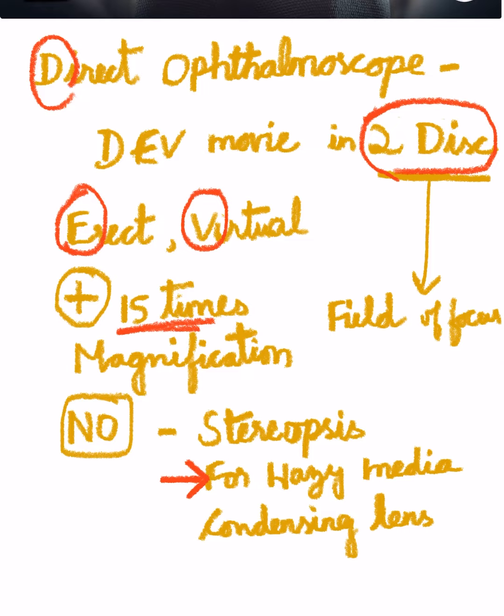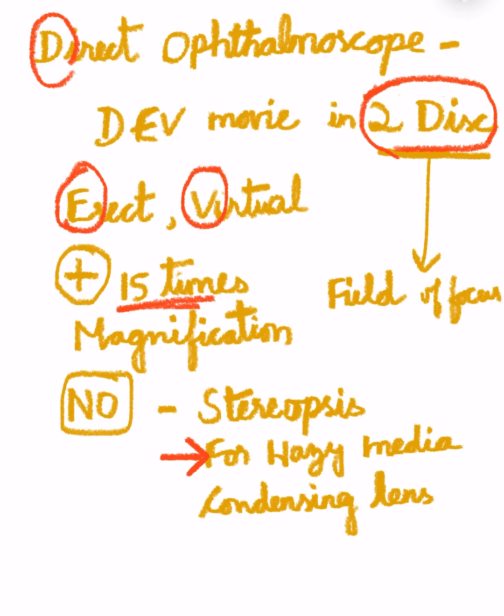And the direct ophthalmoscope is placed as close to the patient, so it does not require any condensing lens. And stereopsis cannot be seen in case of direct ophthalmoscope. Stereopsis means the depth of the object, and the depth cannot be seen with the help of direct ophthalmoscope.